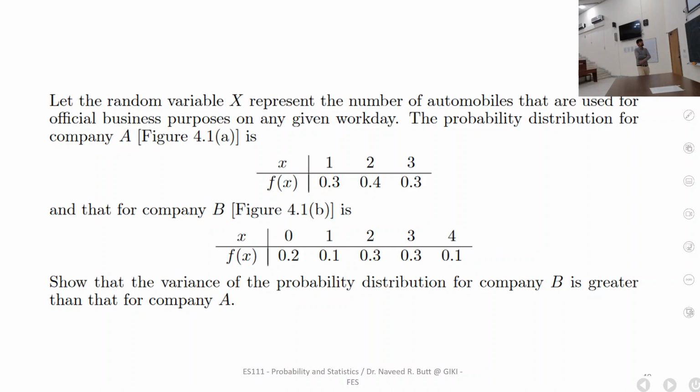So there are two companies used for official business purposes on any given workday. The probability distribution for company A is this, company B is this. Show that the variance of the PDF for company B is greater than that for company A. It's a very simple problem of finding the variances. So you are given these things. Are these discrete cases or continuous? Discrete. Now, what is the problem about variance?